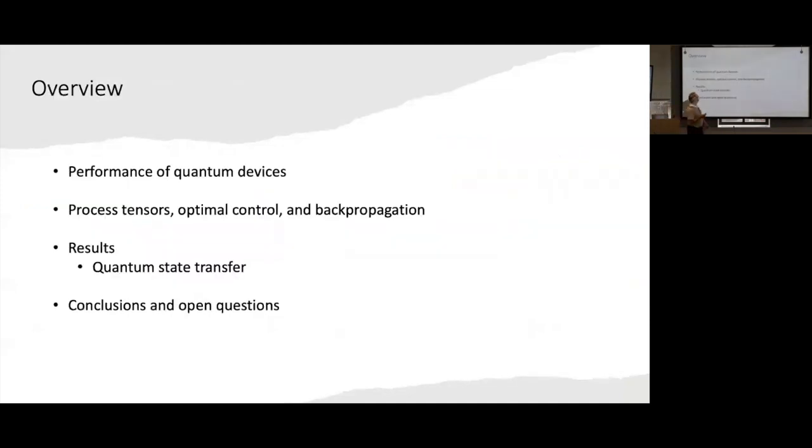So I just want to start off, before I talk about optimal control, with some general issues of what determines the performance of these things and how you might specify it. That's perhaps related to our questions about how we want to benchmark methods. What do you care about in terms of the performance of these? And then I'll talk about the notion of process tensors and how you can use them for optimal control.